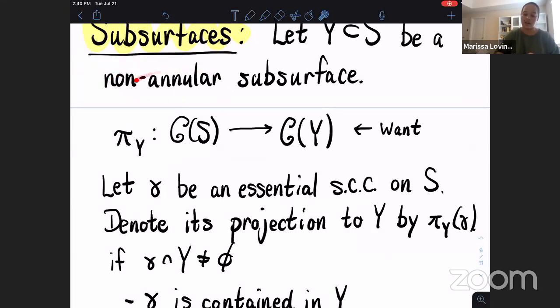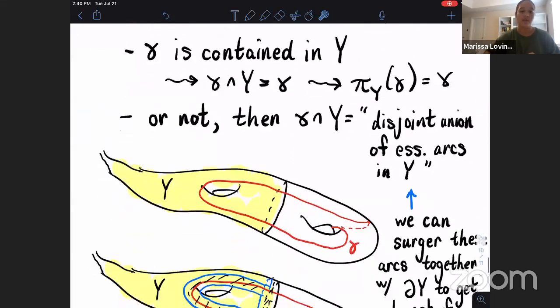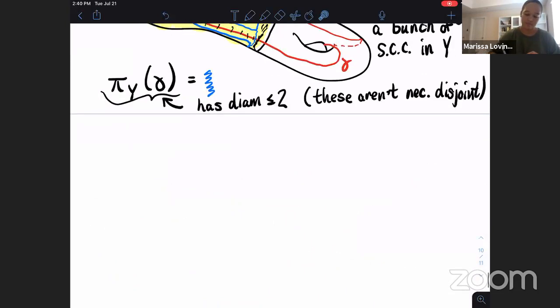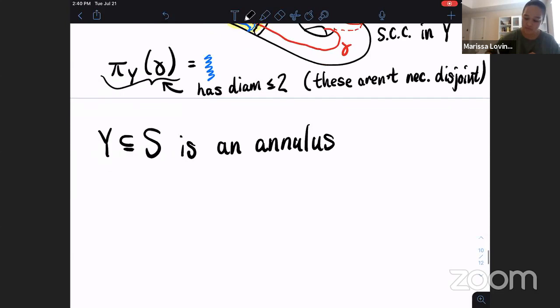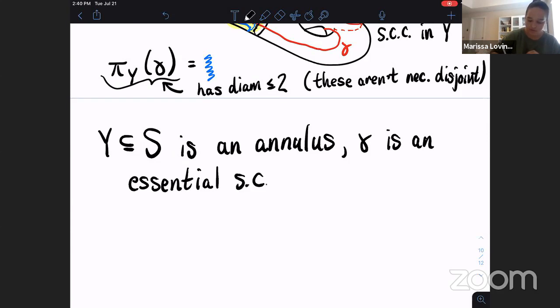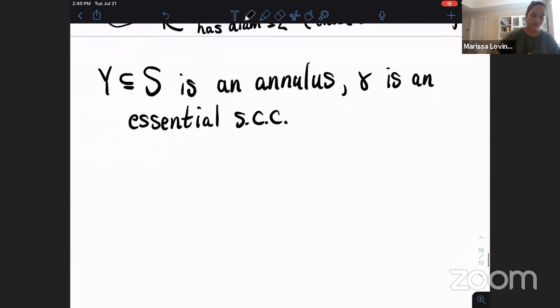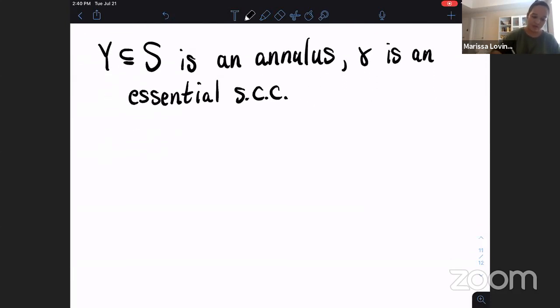Okay. So this is all great, but remember that I had this condition. I said that we're going to look at the non-annular subsurfaces. And so now we have to see what happens when we look at annuli. Okay, so next step, Y subset S is an annulus. And again, gamma is just some essential simple closed curve. Okay, so let's draw a picture.